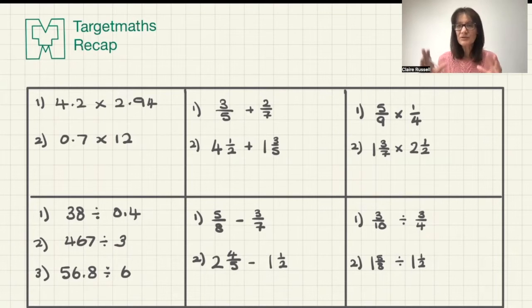Please don't treat this as a test. I know I've said it before, but it's really, really important. If you do need to look and check out a method, then do that. That action of you going and having a look is going to help with that recall anyway. All right, so have a go and press play when you're ready.